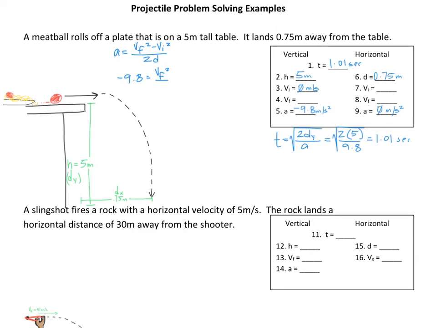So what you ultimately end up with is negative 9.8 equals VF squared divided by 10. So I want to get VF by itself, but it's over 10. So I have a fraction on the right. I want to make a fraction on the left. So for that, I'm going to cross multiply. And I have 1 times VF squared and 10 times negative 9.8.